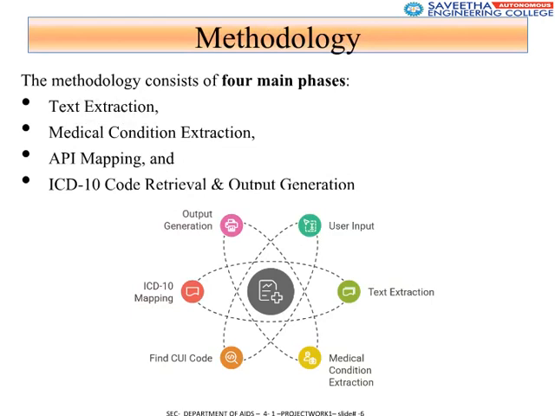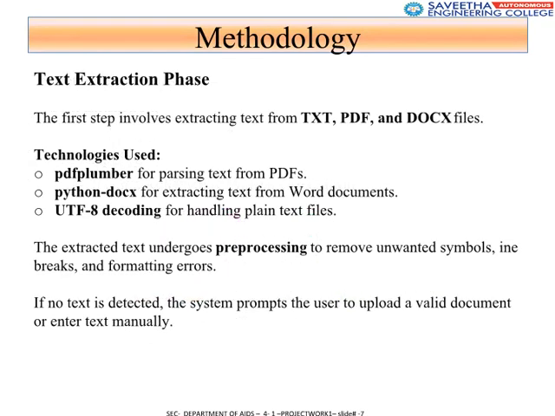The methodology consists of 4 main phases: text extraction, medical condition extraction, API mapping, and ICD-10 code retrieval and output generation. Text extraction phase. The first step involves extracting text from TXT, PDF, and DOCX files. Technologies used: pdfplumber for parsing text from PDFs, python-docx for extracting text from Word documents, UTF-8 decoding for handling plain text files. The extracted text undergoes pre-processing to remove unwanted symbols, line breaks, and formatting errors.